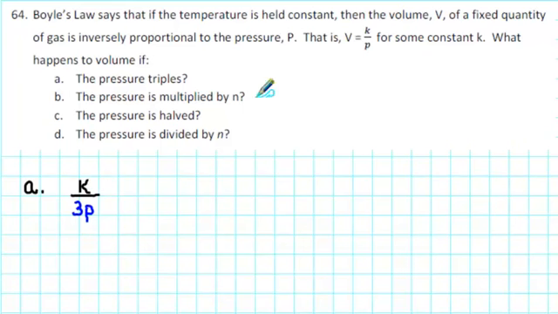Now comparing this with our original expression, we notice that we have K in the numerator, we've got P in the denominator, but we have this extra 3 in the denominator. So we want to recall that dividing by 3 is the same as multiplying by 1/3. We rewrite this expression as 1/3 times K over P. Now K over P is just equal to V, so we substitute V in its place. So when the pressure triples, we see that the volume is multiplied by 1/3. In other words, the volume is 1/3 of what it was originally.